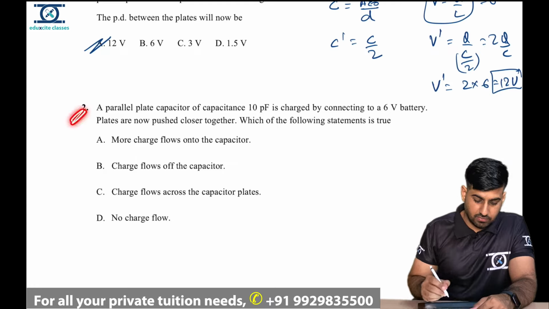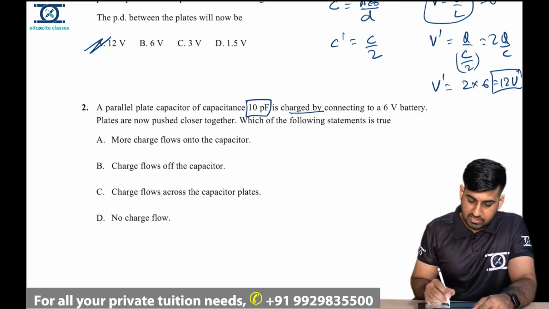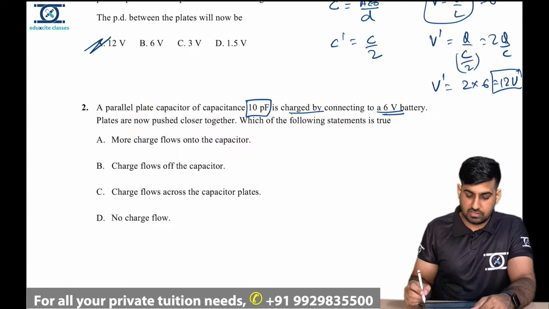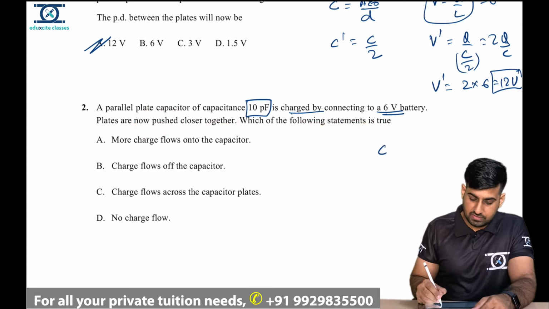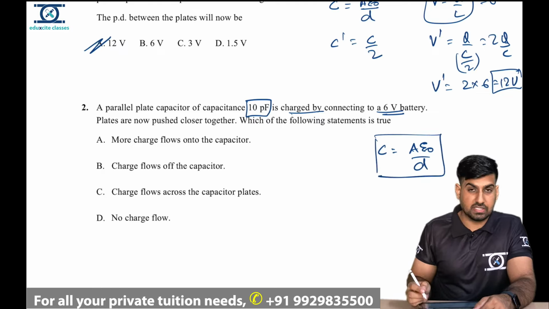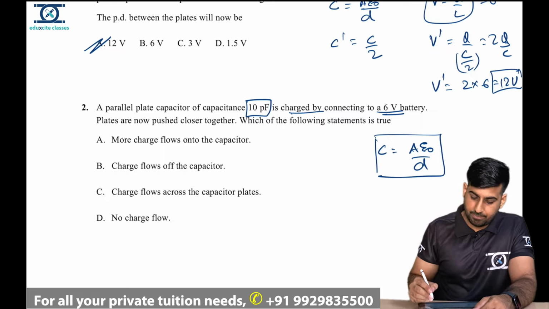And the last question for the video: a parallel plate capacitor of 10 picofarad is charged by connecting a 6 volt battery. Now the plates are pushed close together. Which of the following statements is true? Now we know that capacitance is equal to A epsilon by D for a parallel plate capacitor, this is the formula. This is given in your data booklet, no need to worry. Now if you can see, it is pushed closer, so if D is minimized, capacitance increases, it is inversely proportional.